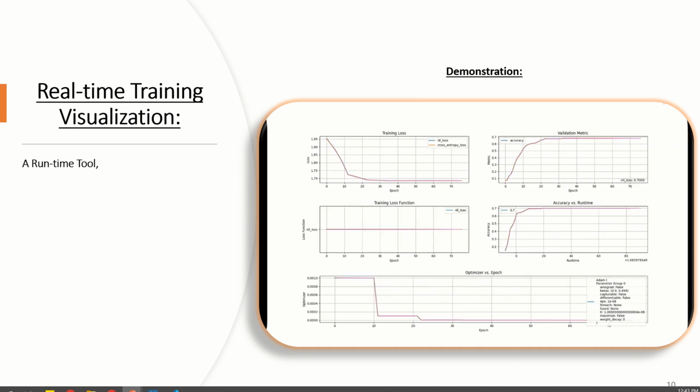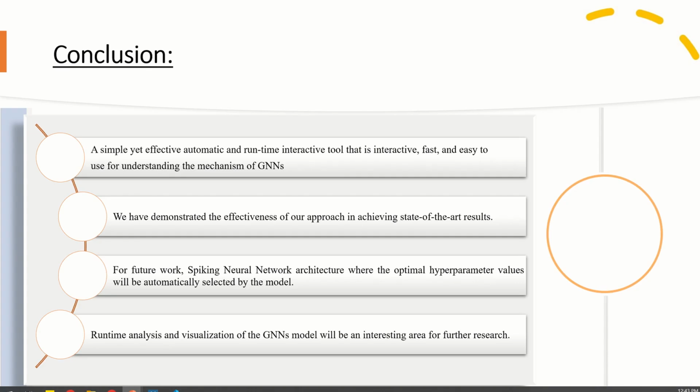So in the end, what we offer is a simple yet effective automatic runtime tool that is interactive, fast, and easy to use for understanding the mechanism of graph neural networks. We have demonstrated the effectiveness of our approach in achieving state-of-the-art results. For future work, as we already discussed, our main goal is a spiking neural network architecture where the optimal hyperparameter values will be automatically selected by the model. Runtime analysis and visualization of graph neural network models will be an interesting area for future direction.